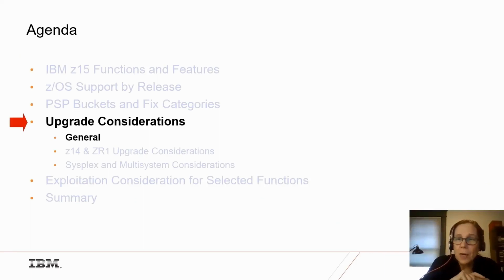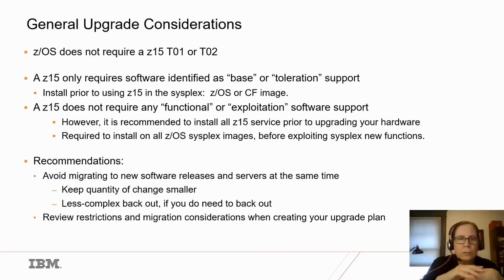Now let's look at some upgrade considerations in general. So in general, these are things that you probably already know if you've done prior upgrades in the past of new hardware and putting z/OS on the new hardware level that you get. z/OS doesn't have to have a z15, T01 and T02. As you know, we can run fine on lower levels of the hardware just fine. The only PTFs you absolutely need, and I've mentioned this before, is the required or the base toleration fixes.